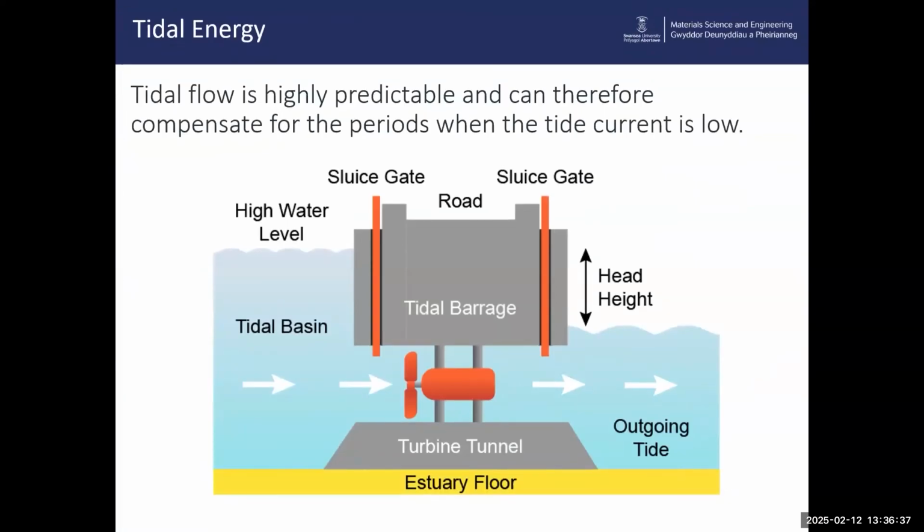Tidal energy, how does this work? It's highly predictable and it can therefore compensate for periods when the tidal current is low. We can have three main types of process. We have streams, where turbines are placed in the tidal stream, a fast flowing body of water created by the tides. A turbine is a machine that makes energy from a flow of fluid. This turns the turbine in a similar way to hydro energy to generate electricity.